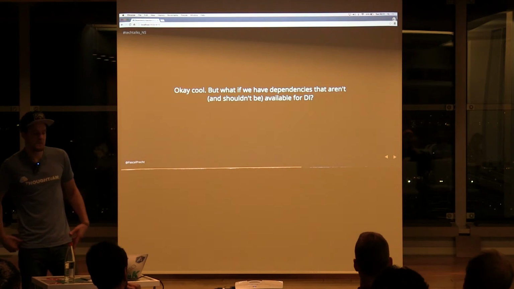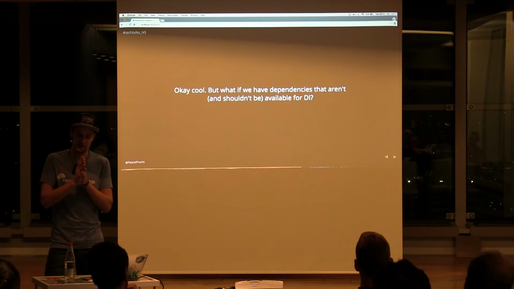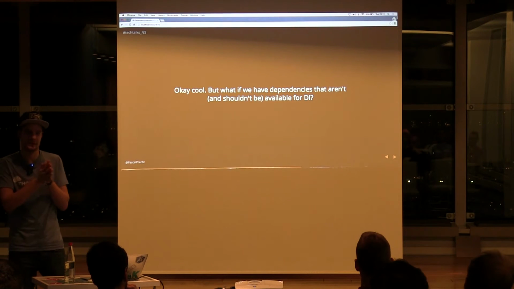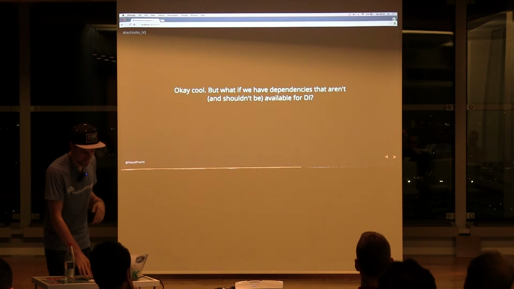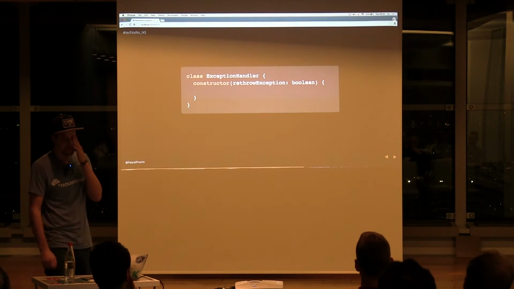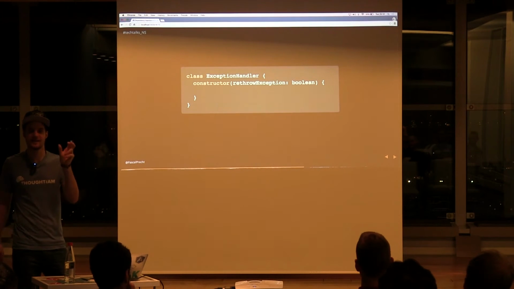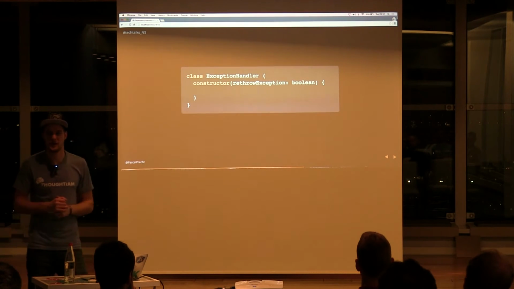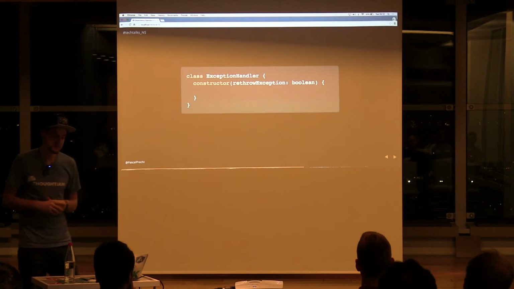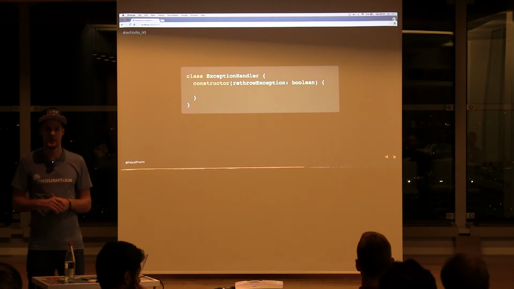Okay, but what if we have dependencies that have other dependencies that shouldn't be part of the DI system? So I'll give you a use case. Let's say we have this class right here, which is an exception handler. We want to use that class as a dependency throughout our application. So somewhere it's going to be used as a dependency itself. But it turns out that this constructor actually asks for a Boolean value.